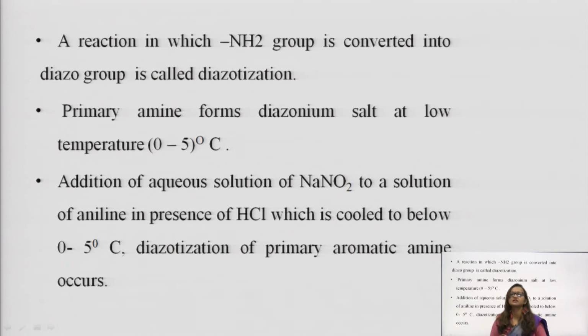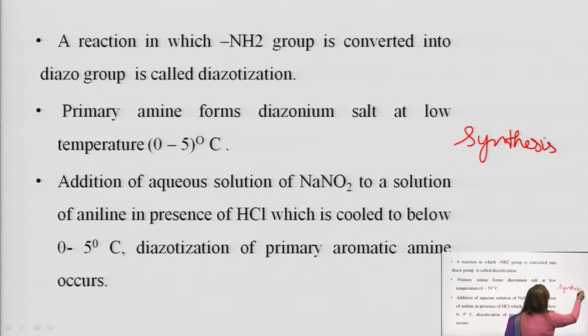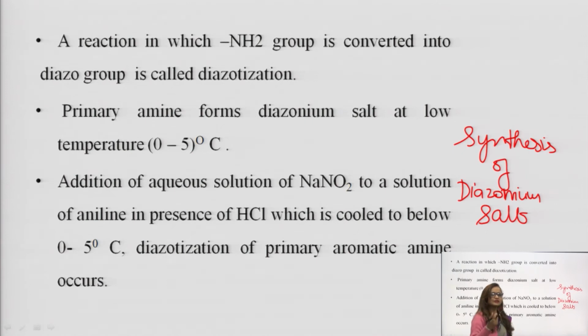Now the question is, what is the need of that diazotization? Can anyone tell me what is the need of that diazotization process? We are reading about these aryl diazonium salts, right? So the diazotization process is important in terms of synthesis, right? Of what synthesis? Synthesis of diazonium salt. Very simple, that in this reaction NH2 is converting into diazo group.